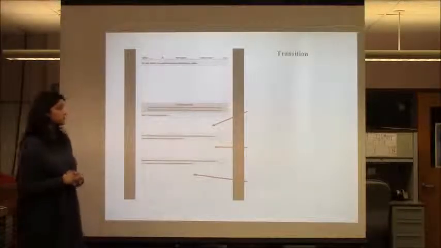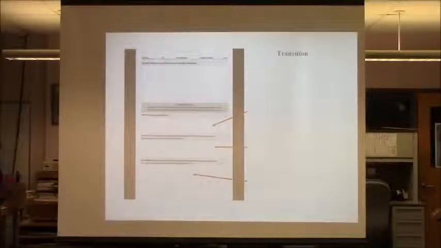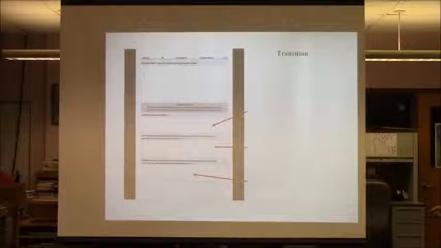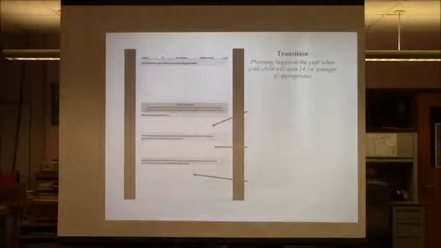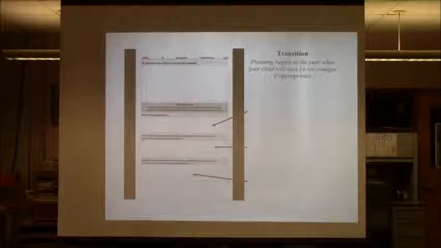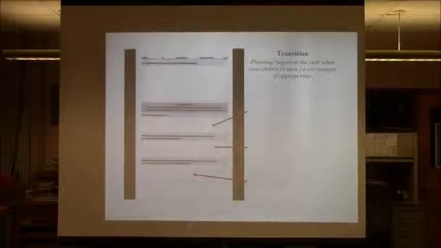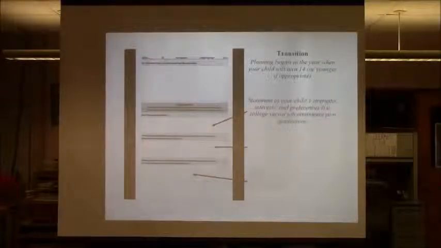Okay, so another portion of the IEP focuses specifically on transition and planning for a student's transition. This process starts at the beginning of the year when a child will turn 14. So this is talking about how we are planning to prepare a student for once they're completing high school and moving on to their post-secondary goals. So that process is all outlined in an IEP.